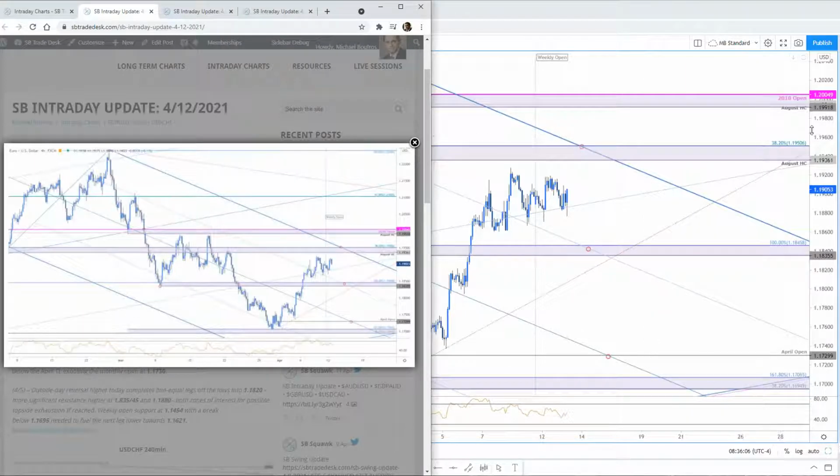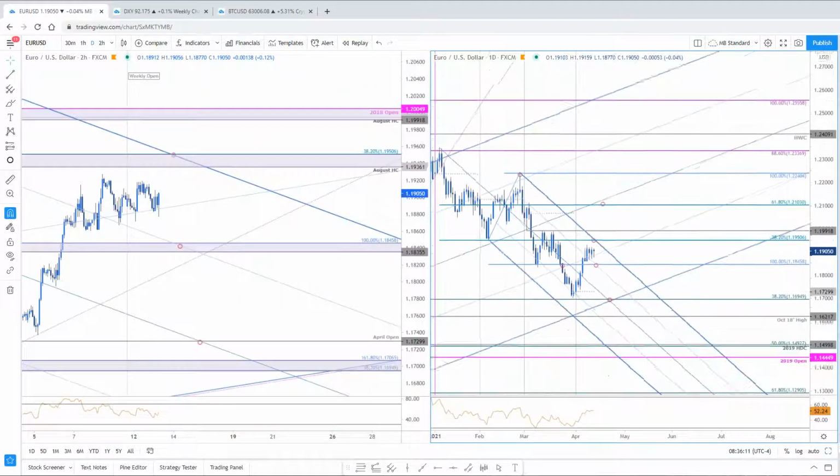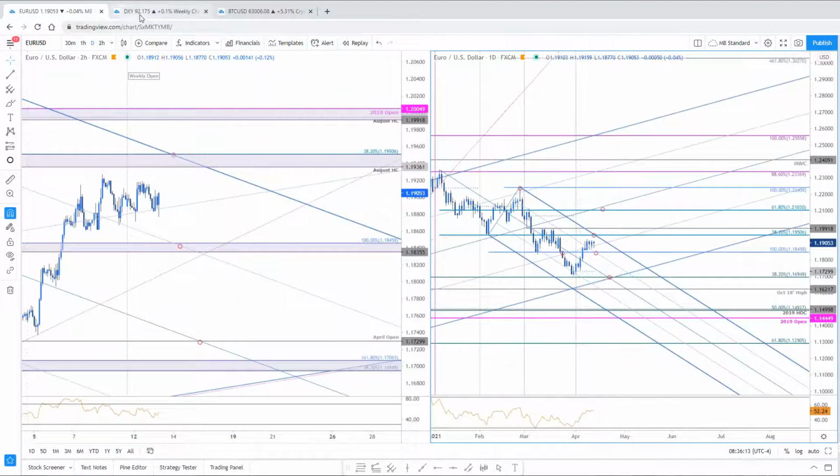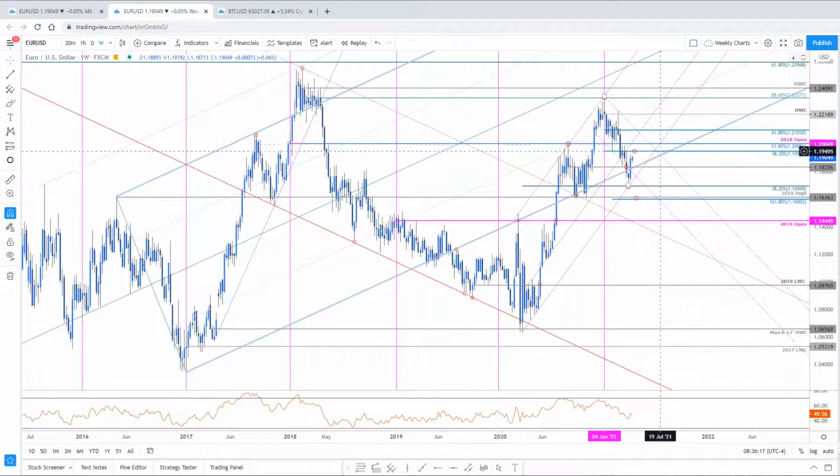Broader bearish inval for the euro decline is still up at 120. 120 is such a critical zone. Here's what it looks like on the weekly charts. I mean, this is just absolutely paramount.